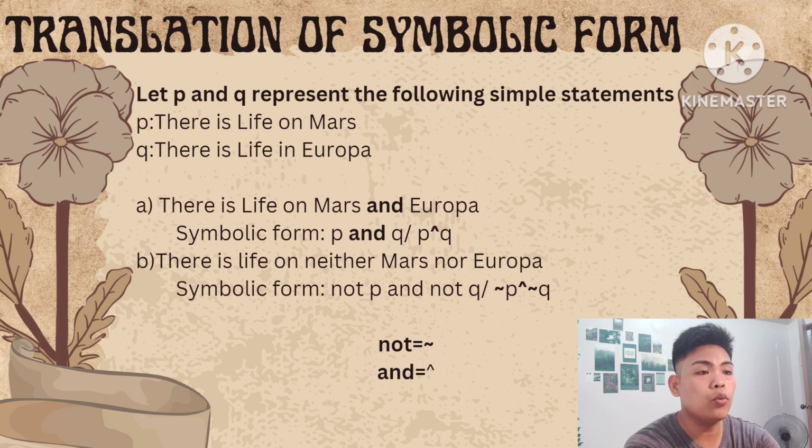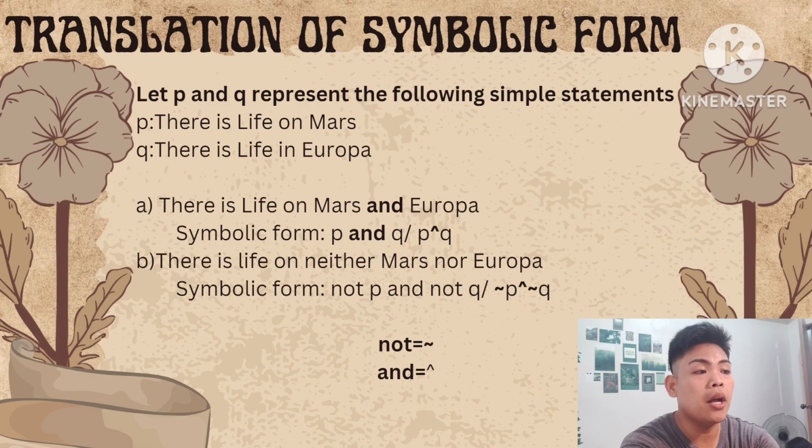So, sa example number 1 ng simple statements, sabi dito, there is life on Mars and Europa. So, kung i-translate natin siya sa symbolic form, ang translation niya is P and Q. Or, yung symbol ng N is yung caret. Yung parang arrow na nakatulog sa taas. Yun ang symbol ng and. So, pwede rin siyang, ang translation niya is P, caret, Q. So, gets.